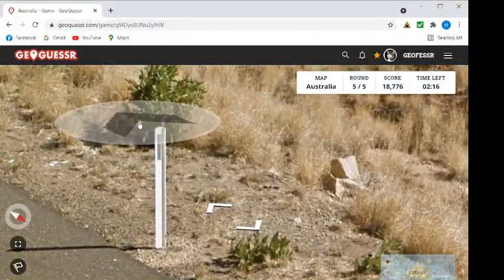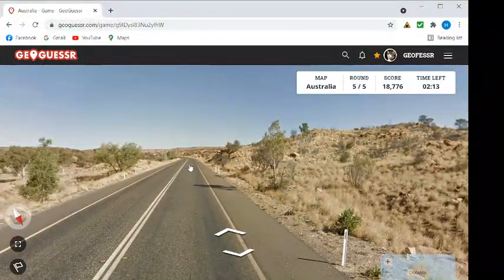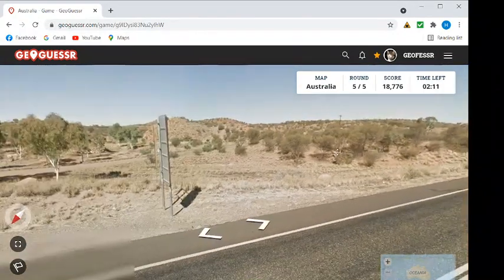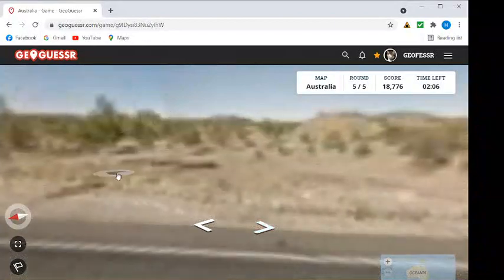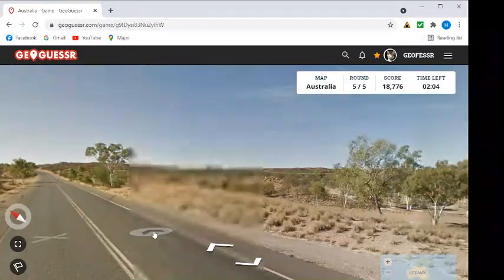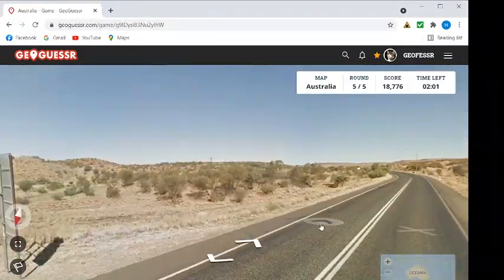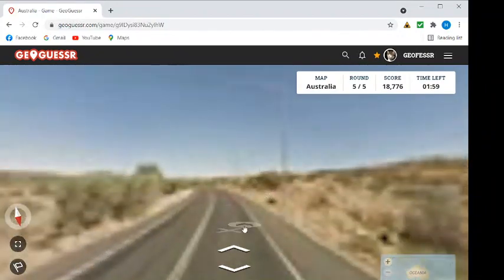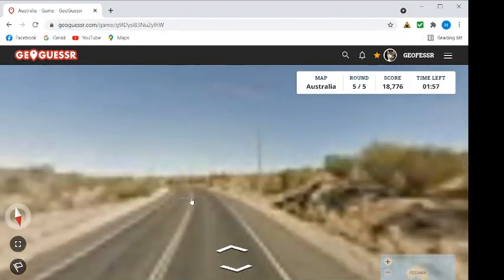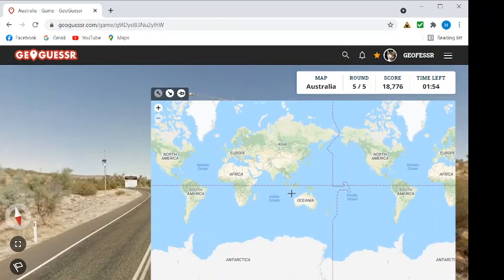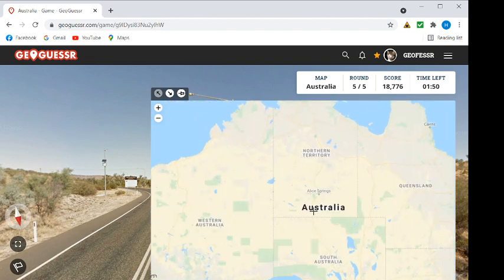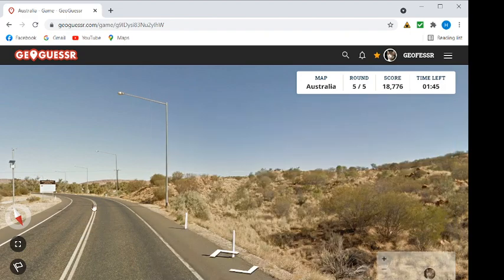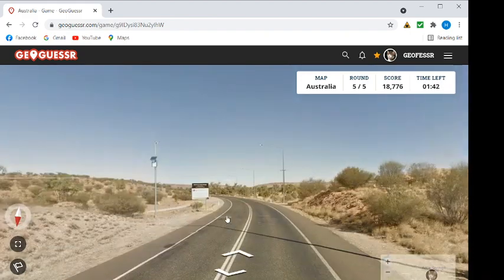Okay, there's a bollard. We have, oh, here's a sign. Okay, this is a trick. There is nothing visible on that sign. Let's see. So this is probably somewhere out in the middle of Australia, the so-called outback, maybe around Alice Springs, although I think the dirt is sort of a redder color there.